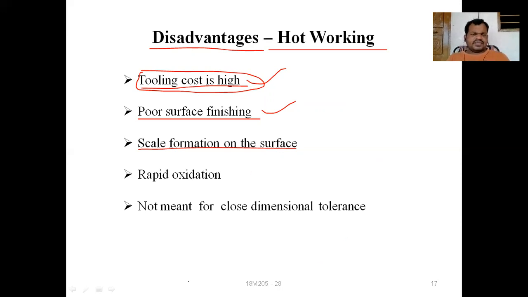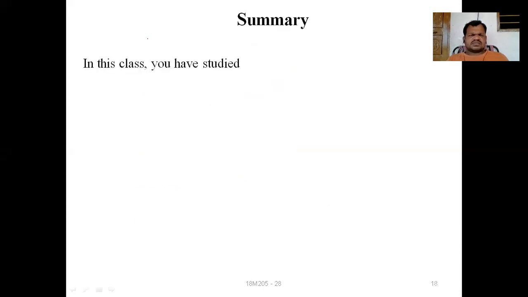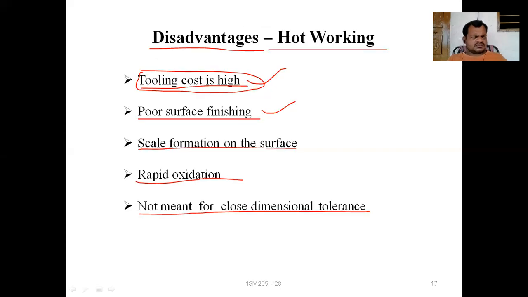Next, not meant for close dimensional tolerance. Not meant for close tolerance of dimensions.